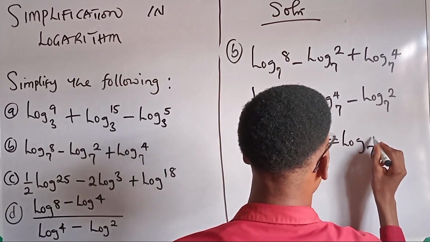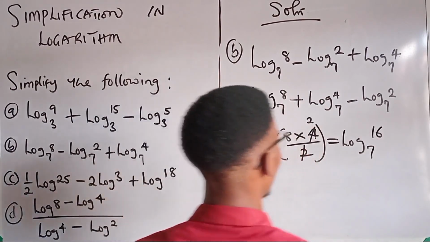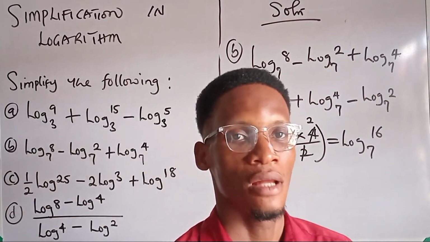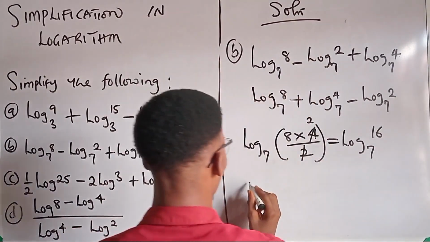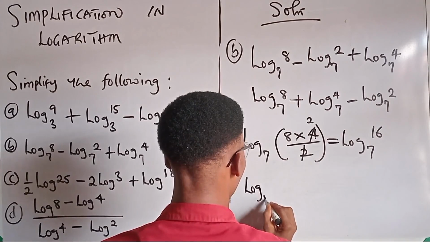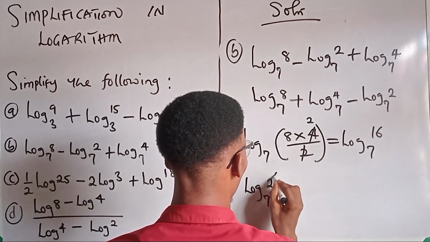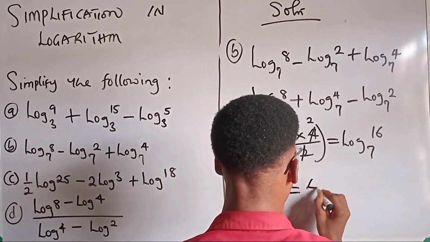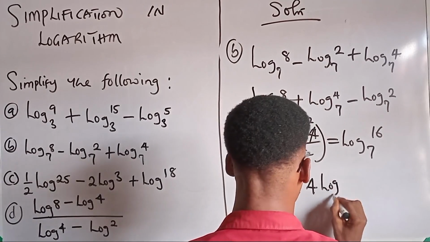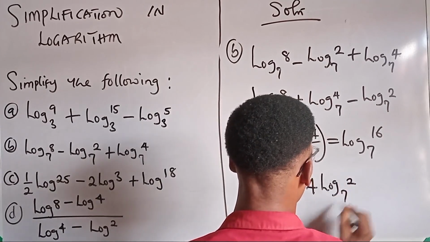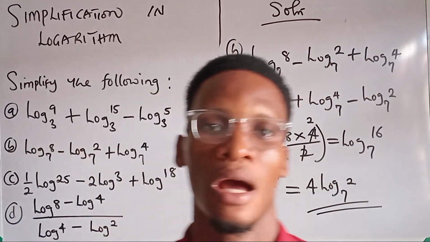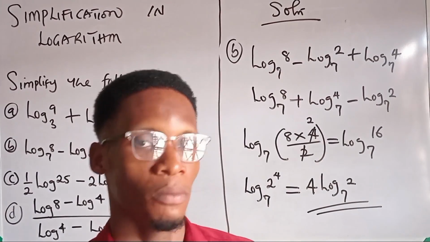7. Then we have here what? 16. Remember that 2 raised to power 4 can give us 16. And now we can simplify further to get 7, 2 raised to power what? 4. All right. So this can now give us what? 4 log of 7, then 2. This is the last answer. That's the answer for that particular logarithmic equation or problem.